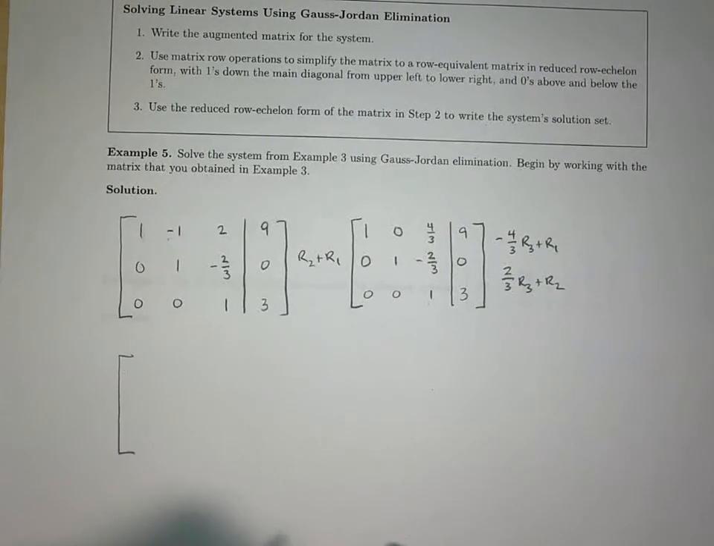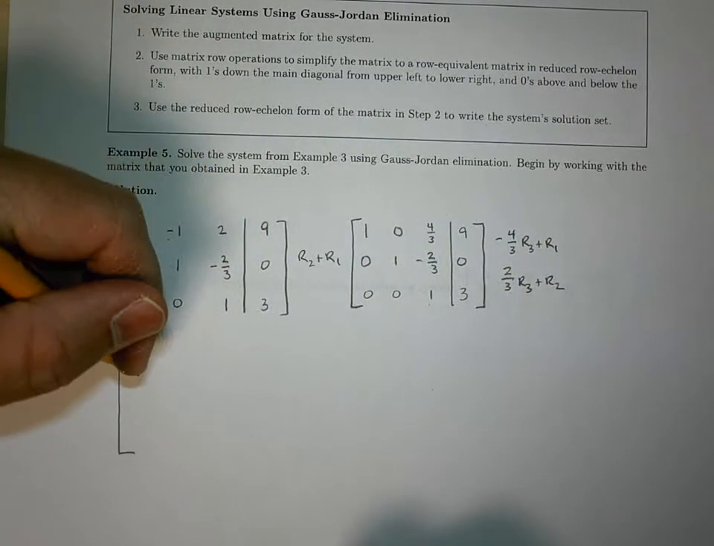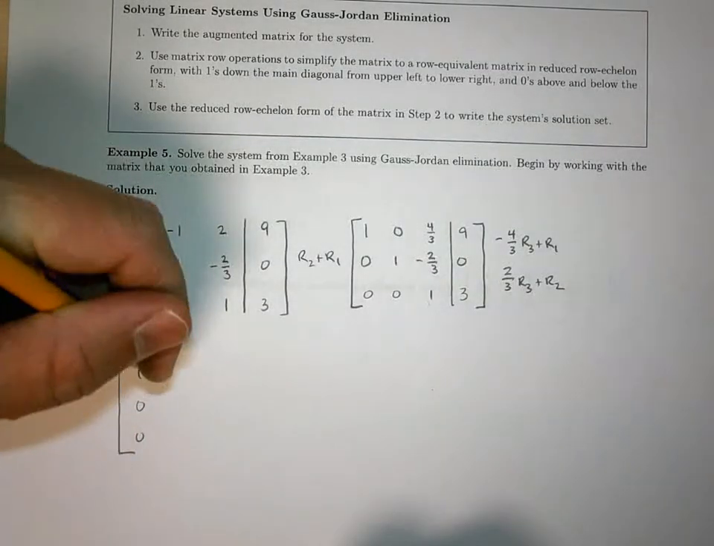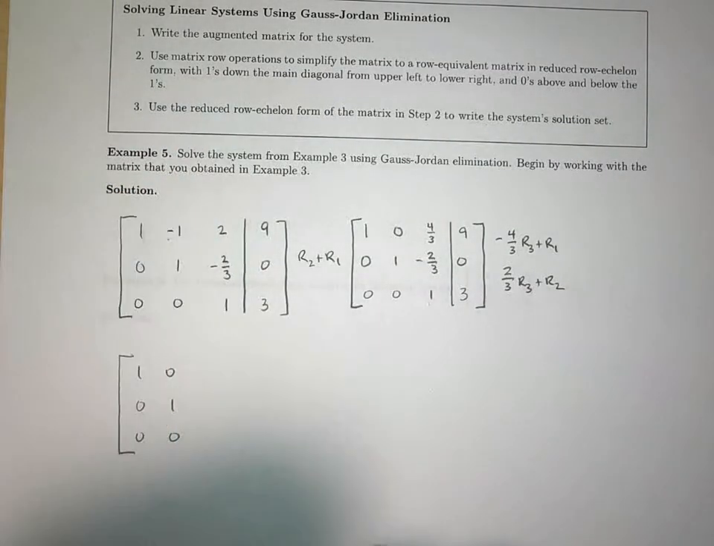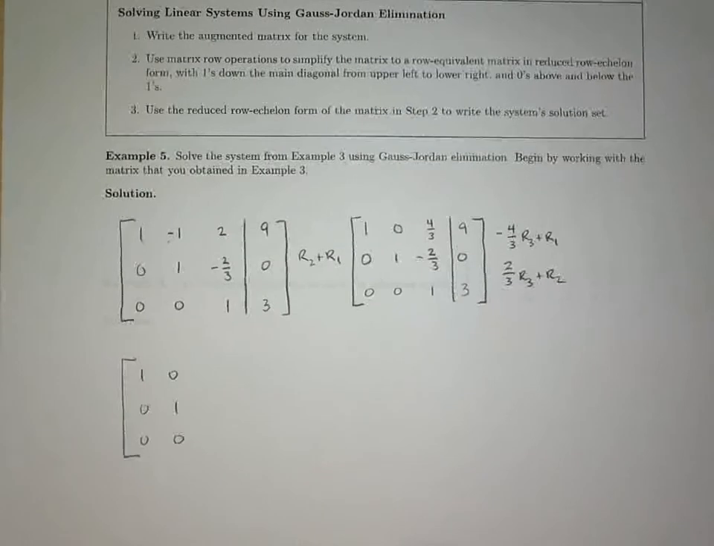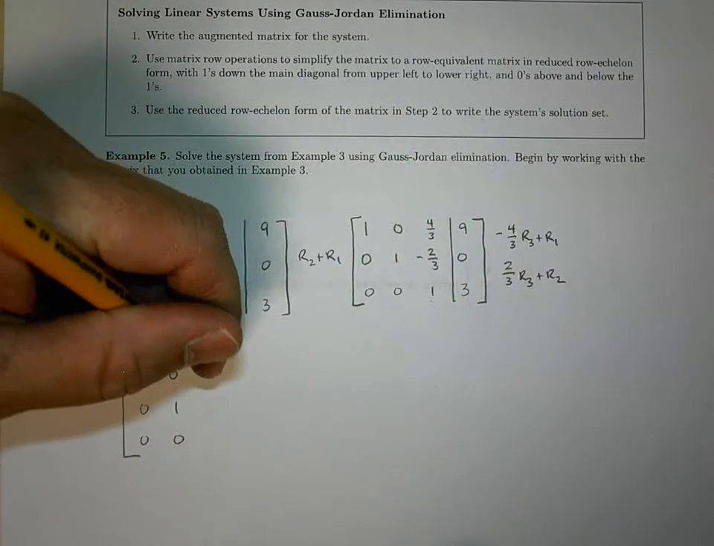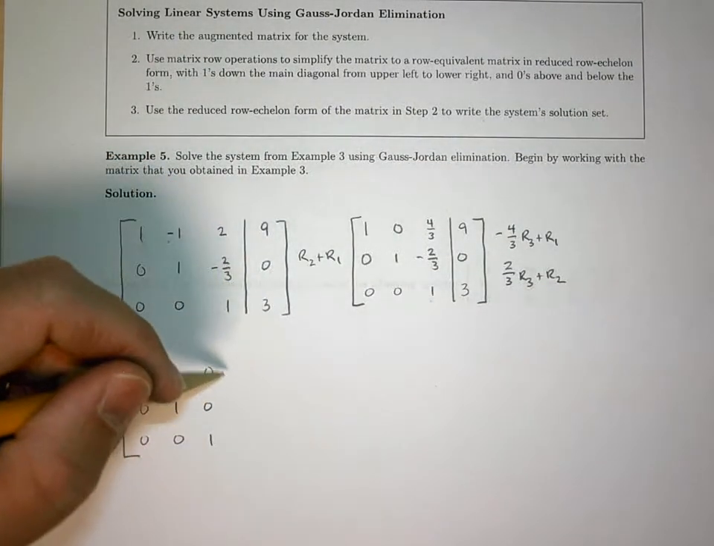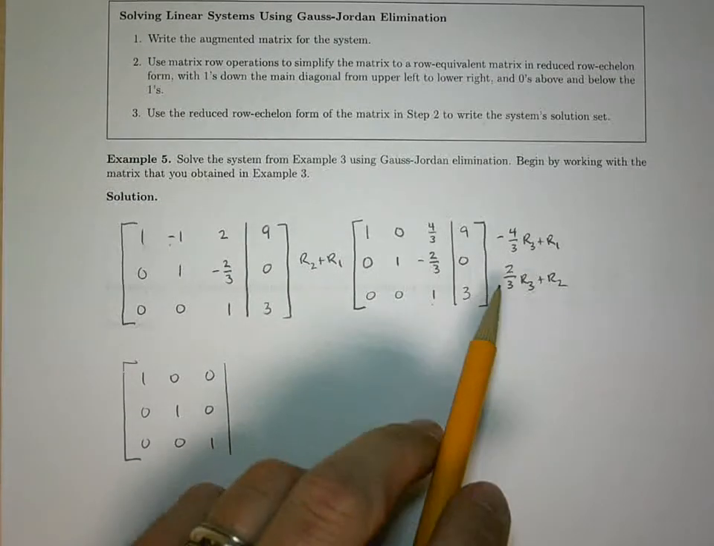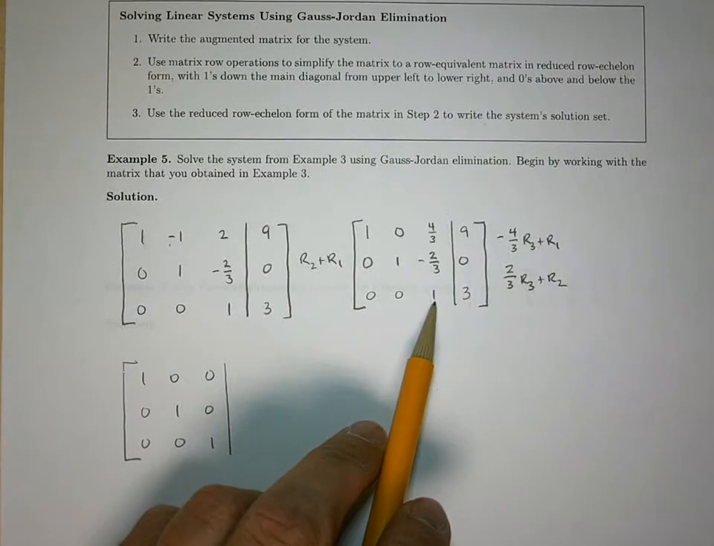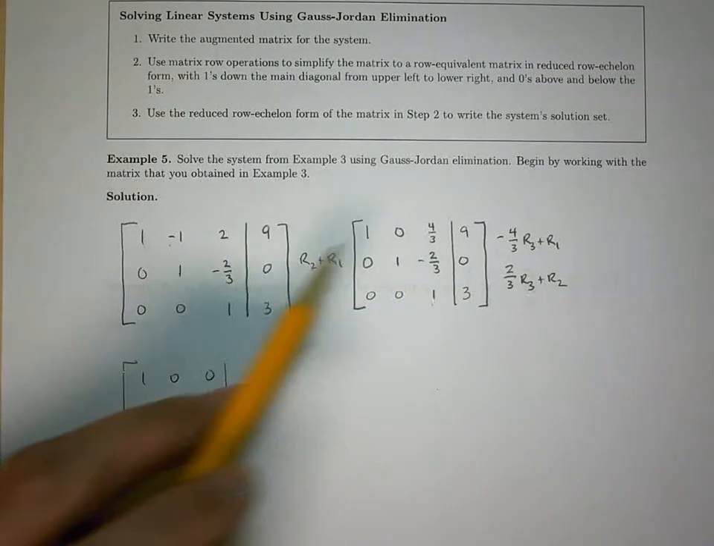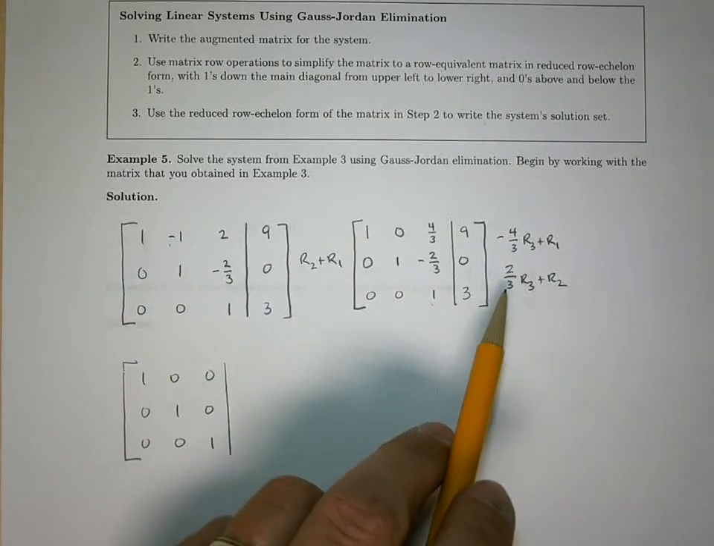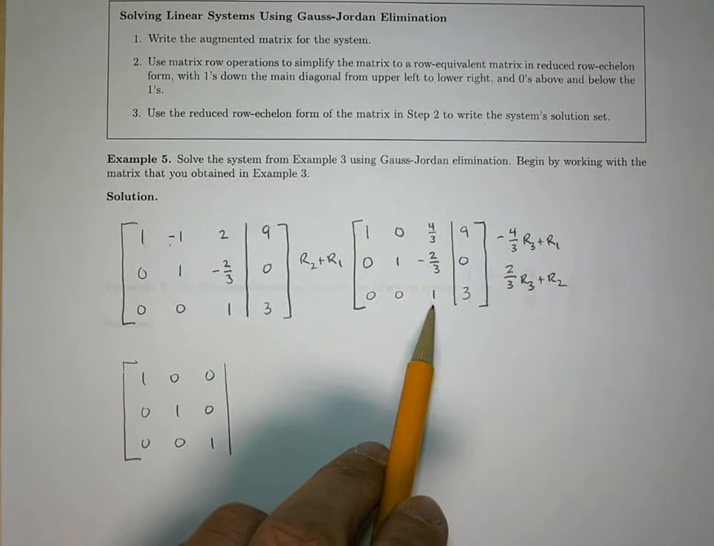So all of the progress we've made so far in getting the ones and zeros hasn't changed. Okay, so the first two columns I know. By design, the third column is 0, 0, 1. After all, negative 4/3 times 1 is negative 4/3, plus 4/3 is 0. 2/3 times 1 is 2/3, minus 2/3 is 0.